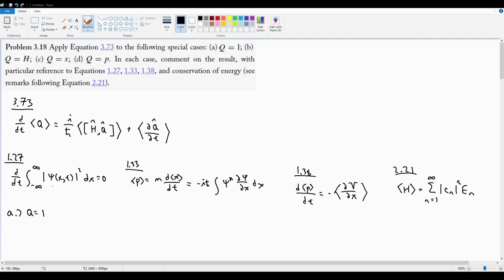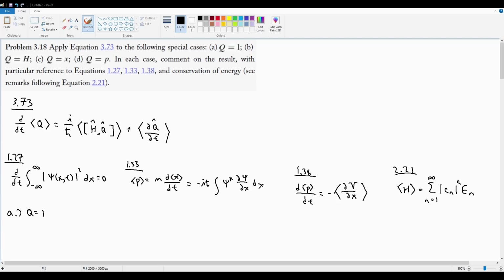And then finally, 2.21 is the expectation value of the Hamiltonian, aka the energy of the system, expressed as a summation of the individual probabilities of each energy, expressed as magnitude Cn squared, which in turn is an indirect statement of the conservation of energy. So lots of equations that we're asked to work with here.